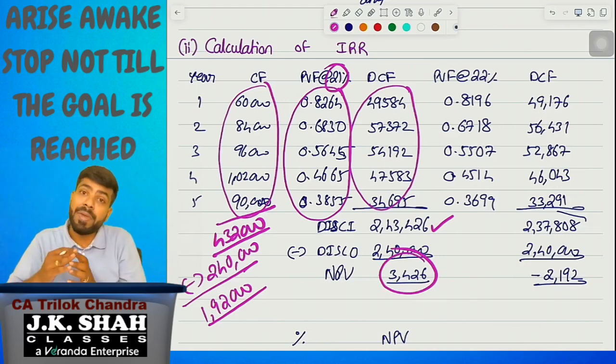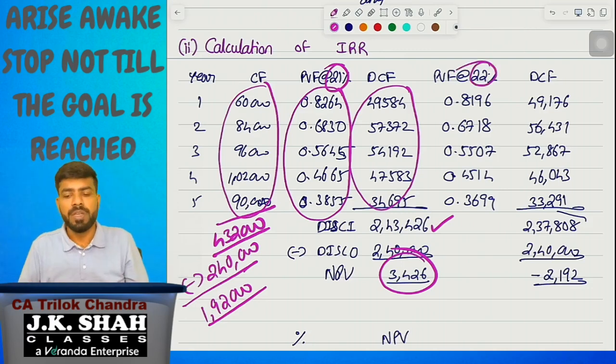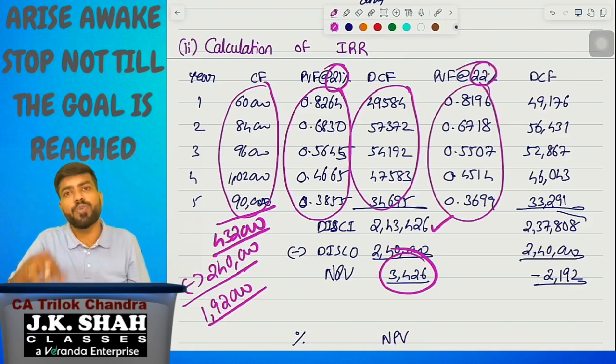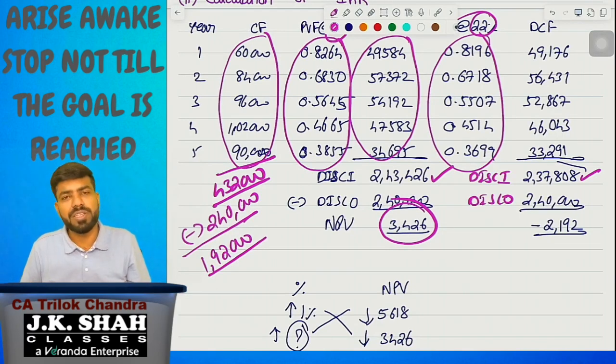What does it mean? I am making more than 21%. So I am taking 22%. I am calculating the present value factors at 22%. The discounted cash inflow is 2,37,808, minus DISCO 2,40,000. We will be getting a negative NPV.